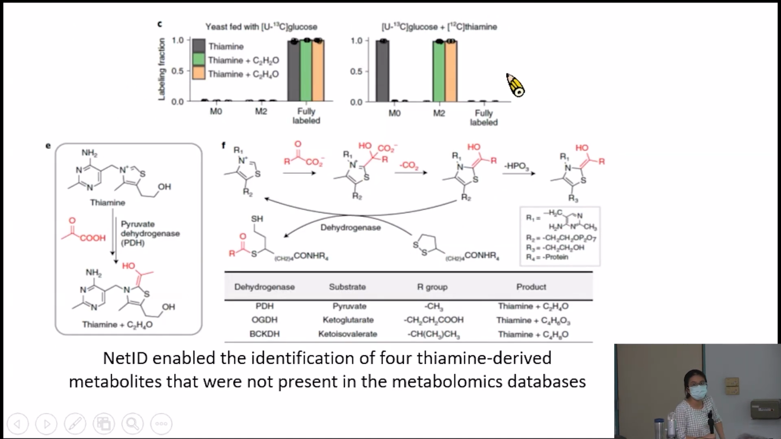And they also used isotope labeling to confirm this data. So what they did is they fed the yeast with carbon-labeled glucose in the conditioned media, and they found that the thiamine and the thiamine derivative have the 13C labeling. But if we use some unlabeled thiamine in this conditioned media, you will find there is no labeling of the isotope.